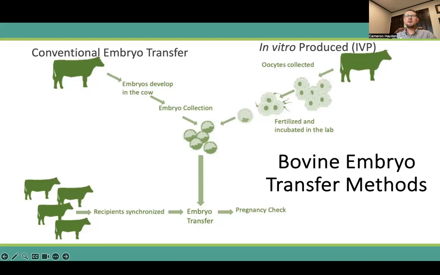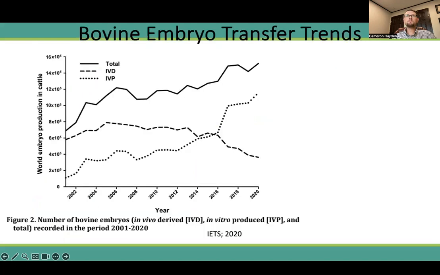On the right is the in vitro produced embryo process, where oocytes are aspirated from the donor cow's ovary, matured, fertilized, and grown within a laboratory setting. Then, in both cases, the embryos are transferred into the recipient cow.